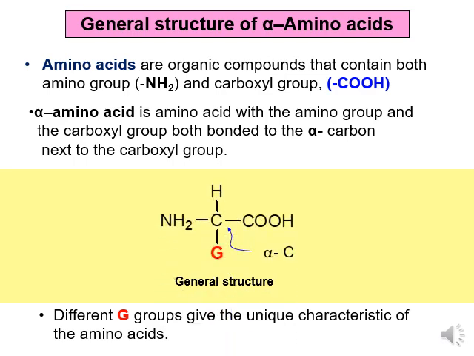So, what is the alpha carbon? The alpha carbon is the one that is bonded to the functional group. So in this case, why is it called alpha amino acid? Because the alpha carbon is bonded to amino NH2 and also carboxyl, which is carboxylic acid. And different G group will give the unique characteristic of the amino acid.